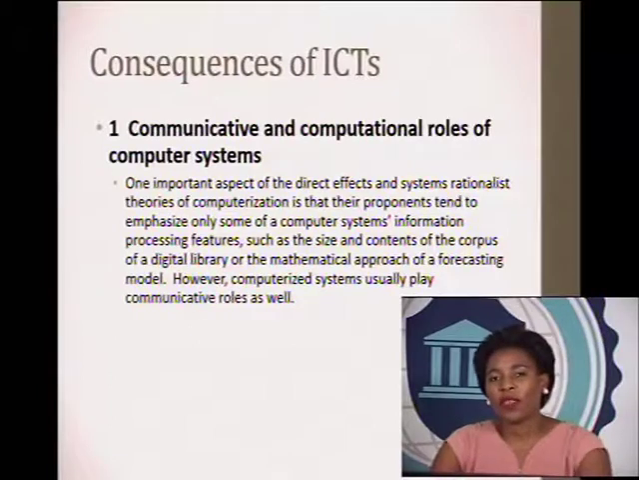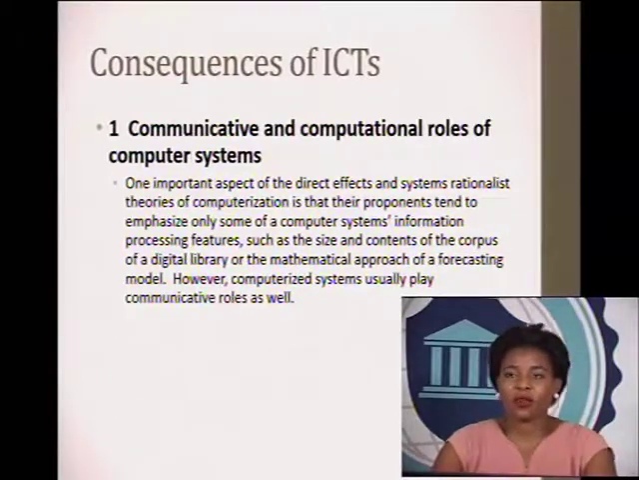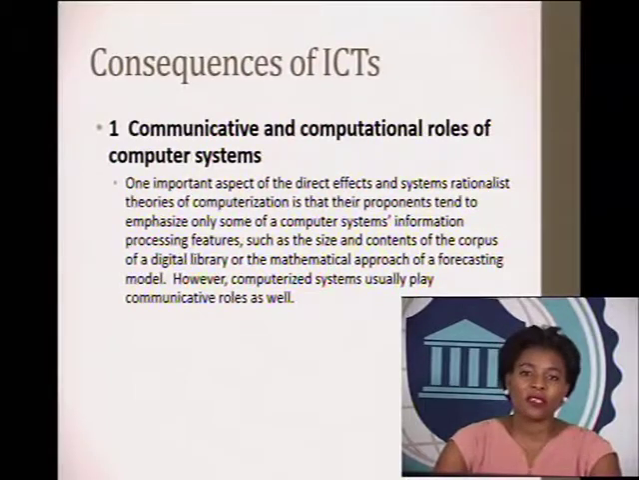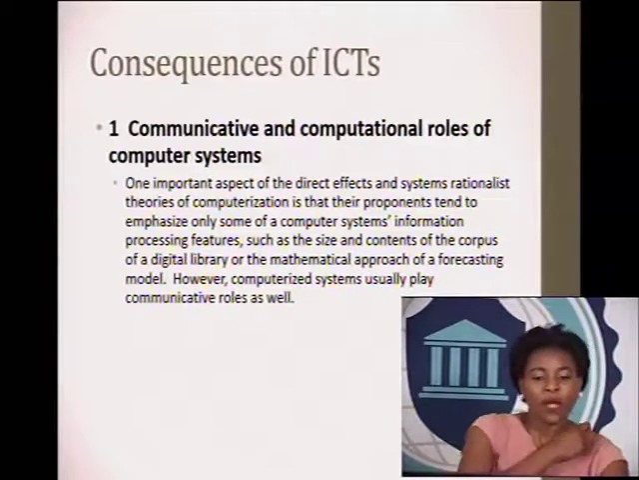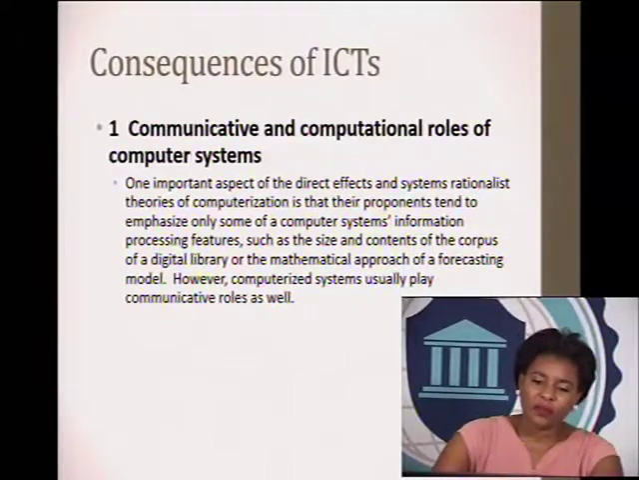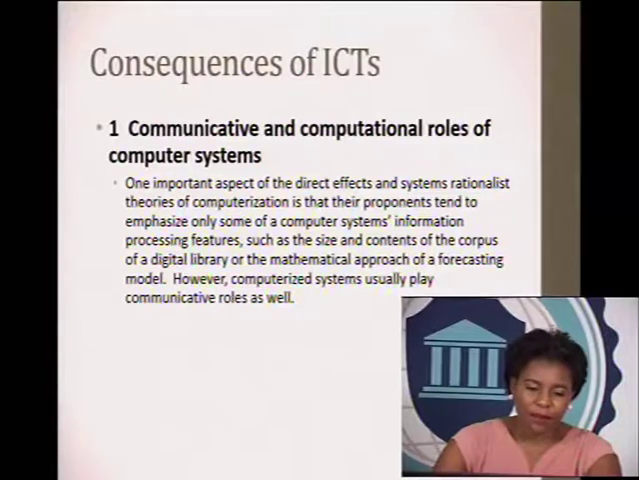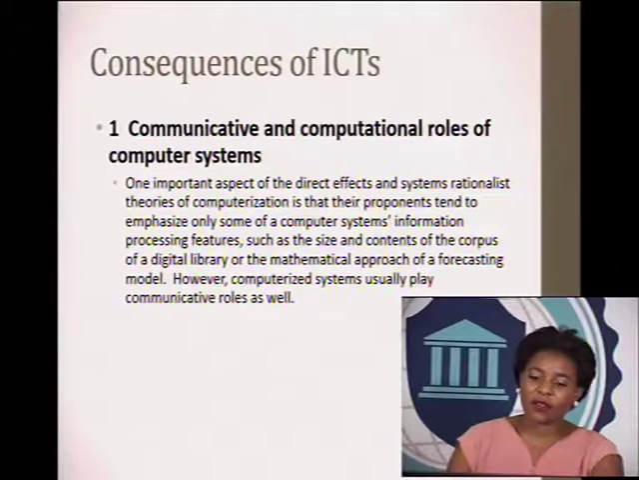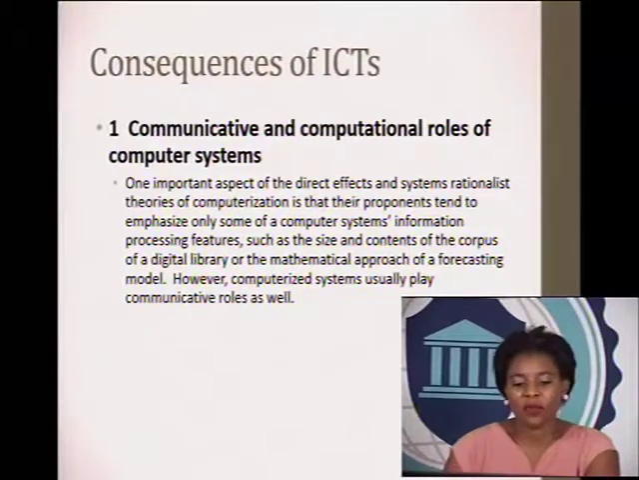So now, the things we were looking at prior to this were how the systems are designed within the society. Now let's look at the consequences, or rather the impacts, the negative impacts that ICT has upon the society. Number one, communicative and computational roles of computer systems. Communication, yes. One important aspect of direct effects and systems rationalist theories of computerization is that their proponents tend to emphasize only some of the computer system's information processing features, such as the size and contents of the corpus of a digital library or the mathematical approach of a forecasting model.